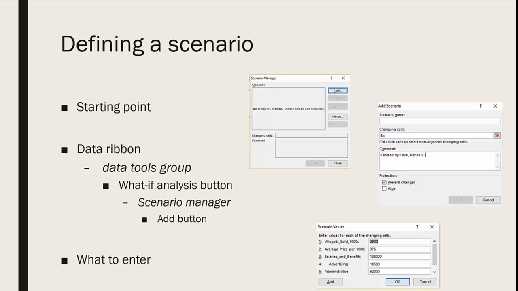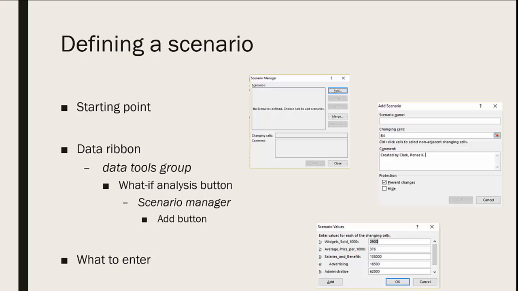Once you filled in those blanks, you're going to enter your input cells, or the changing cells as Excel calls them. These cells can be located anywhere in the worksheet. If you need to, use the Control key to select multiple non-contiguous cells. Once you've done that, click OK and the Scenario Values dialog box will open.